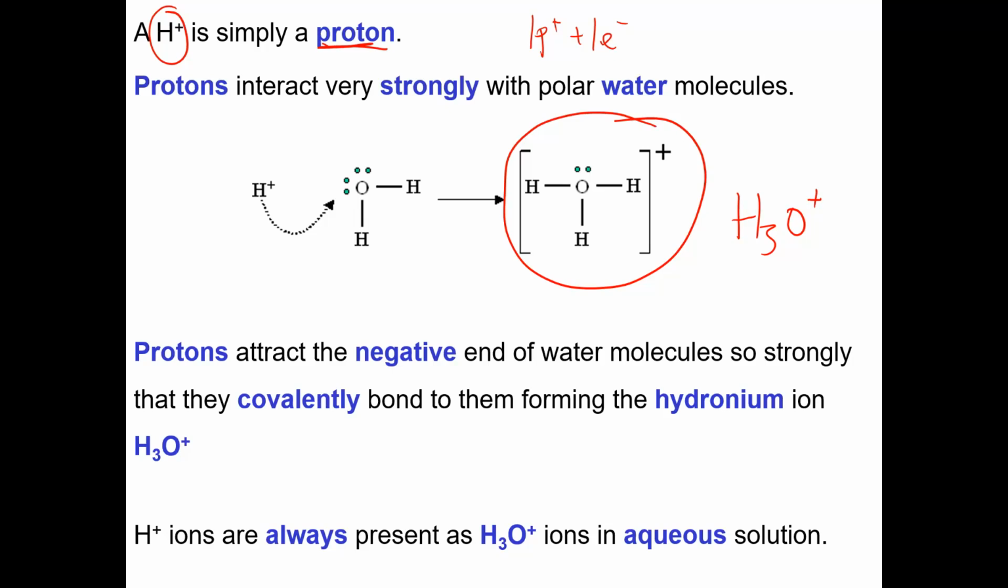So it's important to realize that hydrogen ions are always present in water as hydronium ions. Now, frequently people will write H+ (aq), when technically they should write H3O+ (aq), but people understand what's going on and are able to interpret that appropriately.